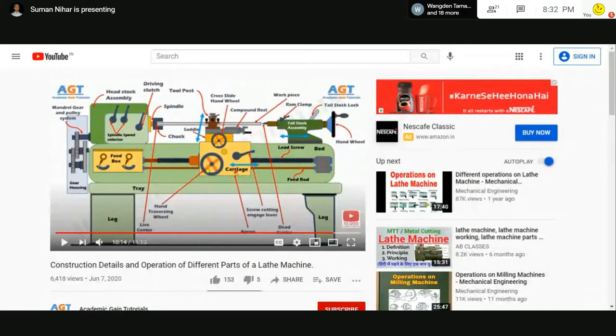So, should I again explain it from this diagram? Can you see the screen? Yes, sir.